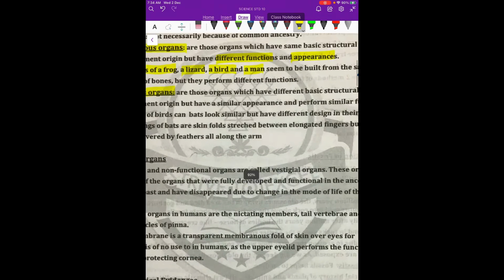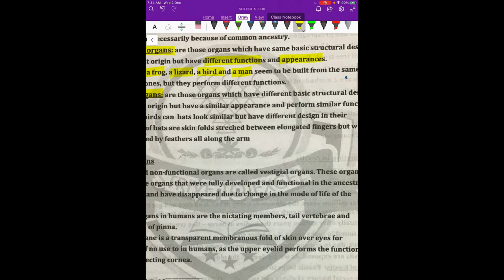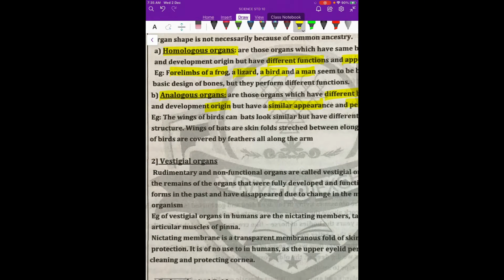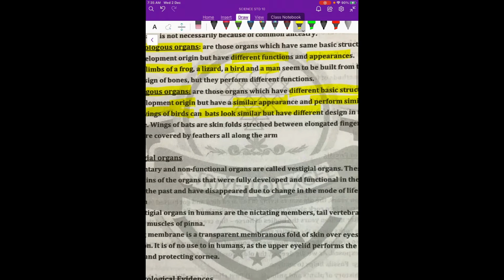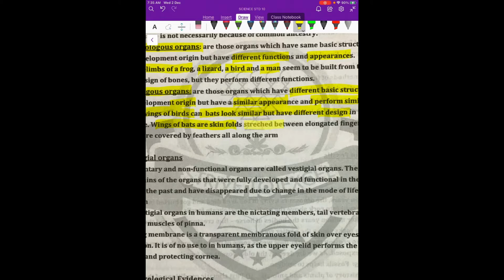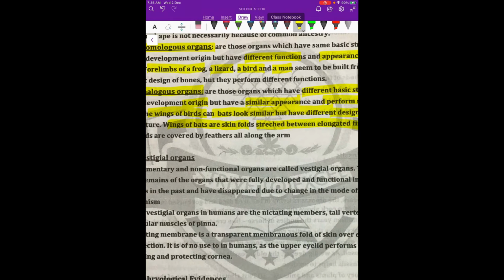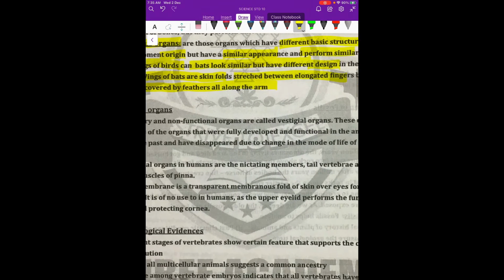So what are called analogous organs? Analogous organs are those which have different basic structural design, but their appearances are the same and they perform similar functions. For example, the wings of a bird. This is the best example. The wings of a bird and a bat look similar, but you have to remember they are different in design. The wings of a bat are actually skin folds. They are very thin and they look like wings, and they are stretched between elongated fingers, just like the webs of a frog. Whereas the birds are covered by feathers all around.